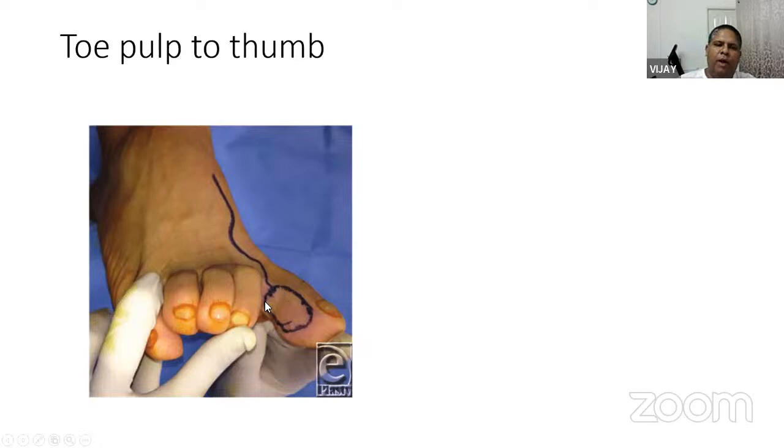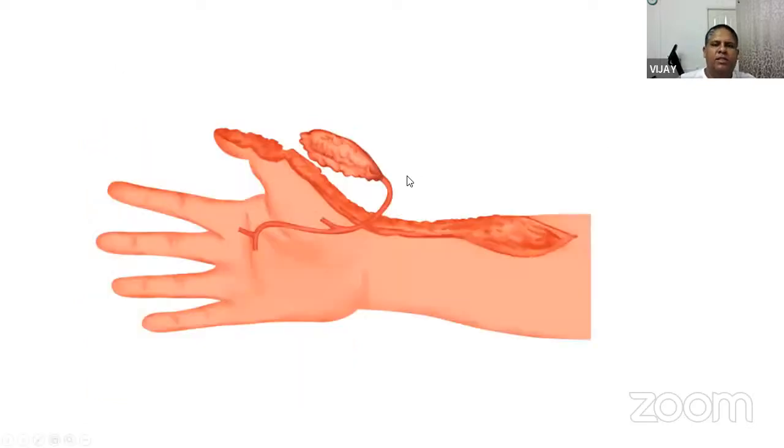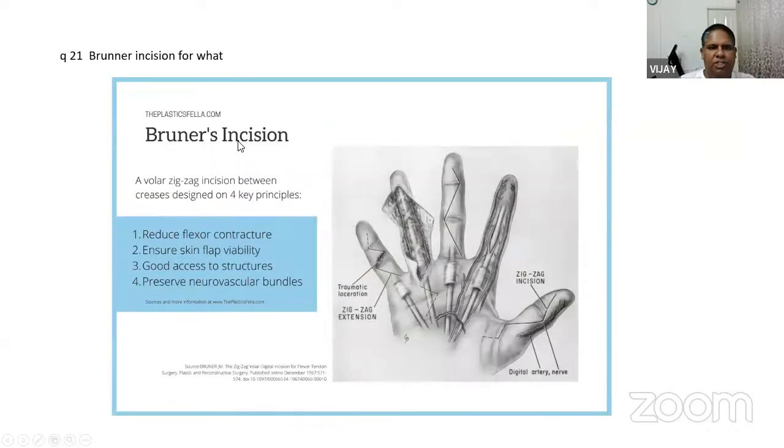Okay, here this toe pulp tissue is taken along with the vessel, first dorsal metacarpal artery. It is transferred to the fingertips, and this is a microvascular free flap. This is the flap called as a reverse radial forearm flap. Based on the superficial palmar arch, the proximal part of the radial artery is cut and it can be transferred for any thumb reconstruction procedures.